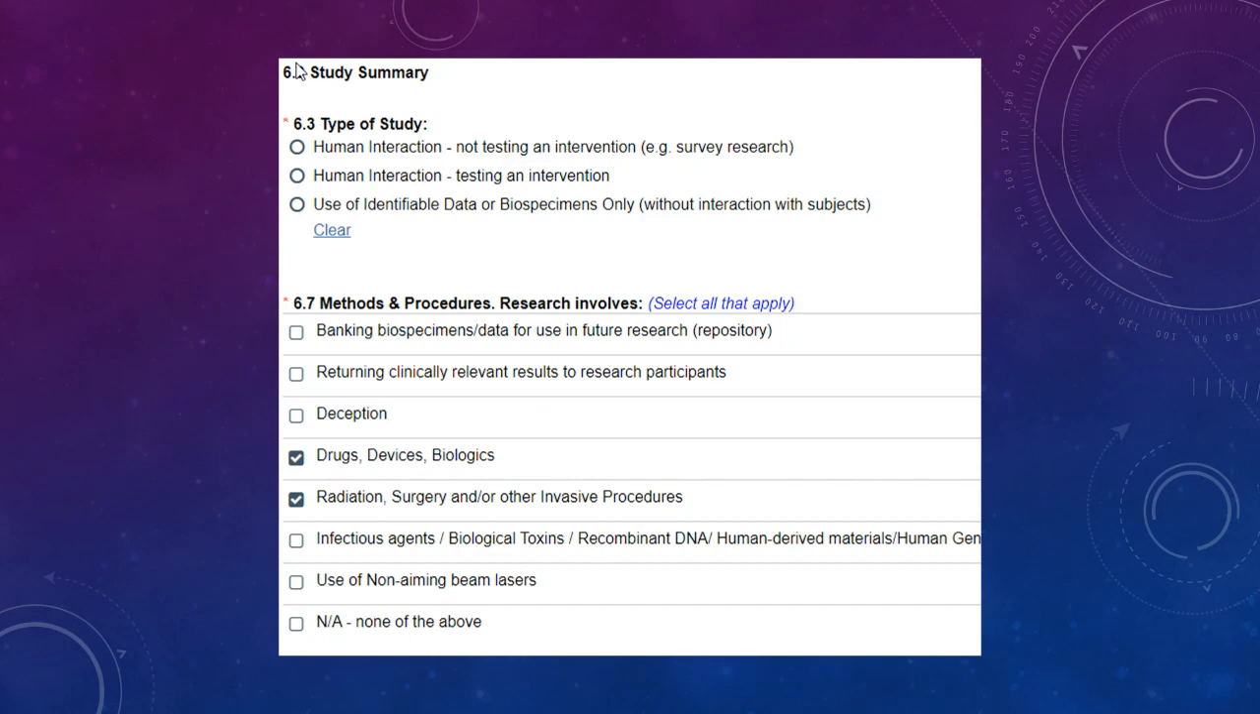The one thing I will note is that if you do have banking, returning clinically relevant results, deception, infectious agents, or non-aiming beam lasers, there was no way for us to make sure those were automatically checked. So you can clean up your study by checking those things, just that way it's an accurate representation of what your study is truly doing.